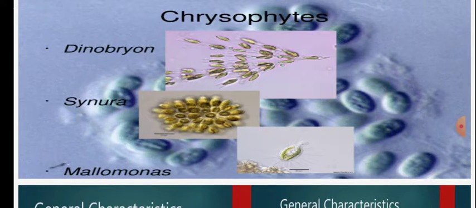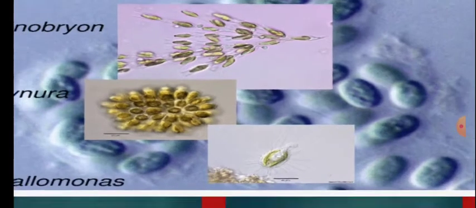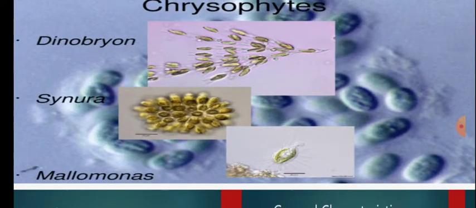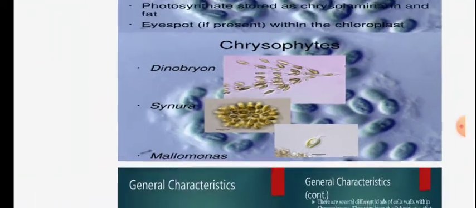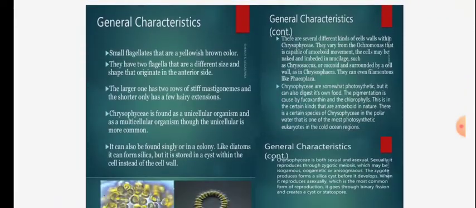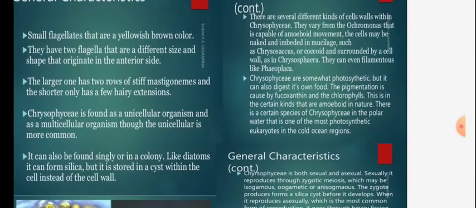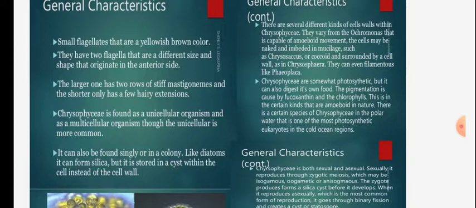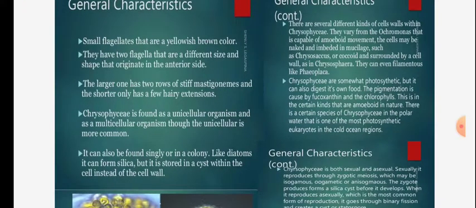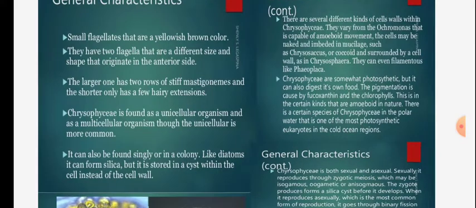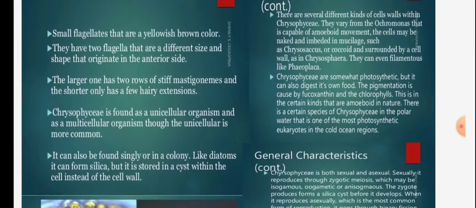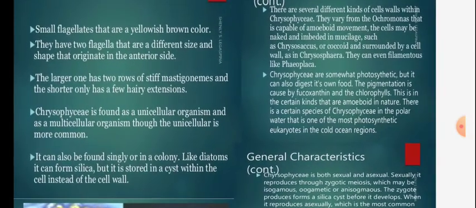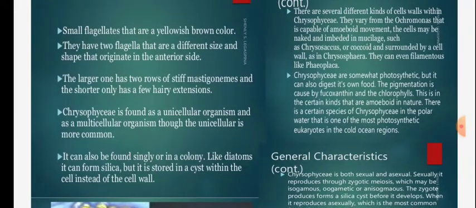You see the photograph of this member. Then Synura and Mallomonas. These are very small microscopic members, like Dinobryon. So here you are observing the specific characteristics. There are several different kinds of cell walls within the Chrysophyceae, and they vary from Chromulina, which has a capsule with amoeboid movement. The cells may be naked and embedded in mucilage, such as Chrysosaccus, or coccoid and surrounded by a cell wall, as in Chrysophora. Then there are even filamentous forms like Phaeoplaca.